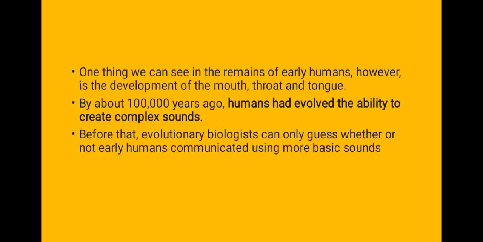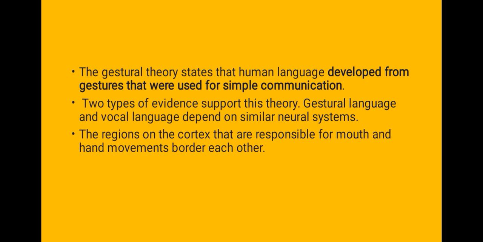Evolution of communication. One thing we can see in the remains of early humans, however, is the development of the mouth, throat, and tongue. By about 100,000 years ago, humans had evolved the ability to create complex sounds. Before that, evolutionary biologists can only guess whether or not early humans communicated using more basic sounds.